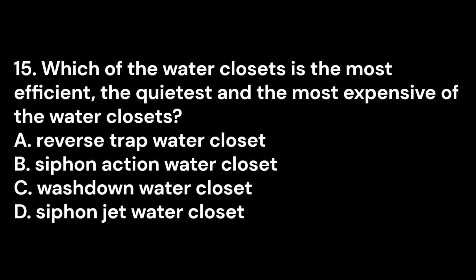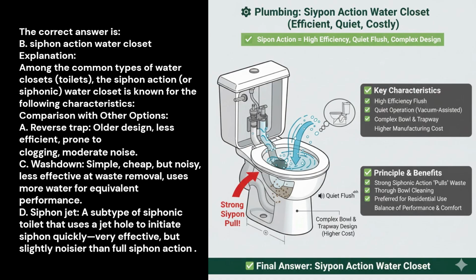Number 15. Which of the water closets is the most efficient, the quietest, and the most expensive of the water closets? A. Reverse trap water closet. B. Siphon action water closet. C. Washdown water closet. D. Siphon jet water closet. The correct answer is B. Siphon action water closet.